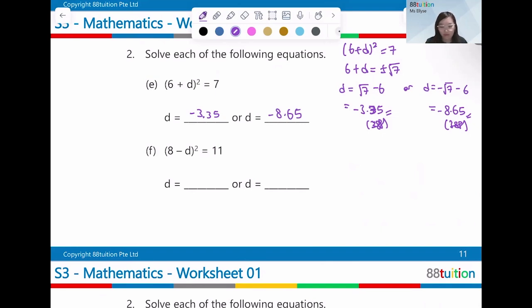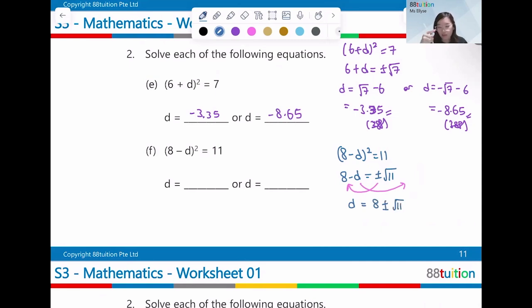Then you have part F. Same thing, just square root. Plus minus square root. Then you can bring the number over first. So I bring the d over. Maybe I use other color. I bring this guy over to the other side. So d will be on the positive side now. Then I have 8 plus minus square root 11.